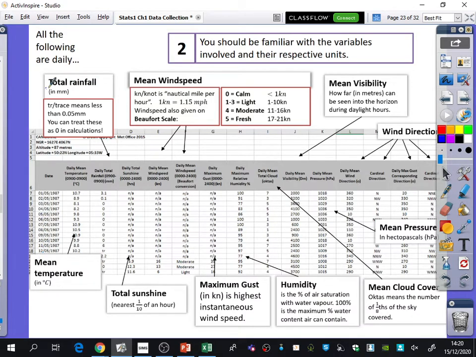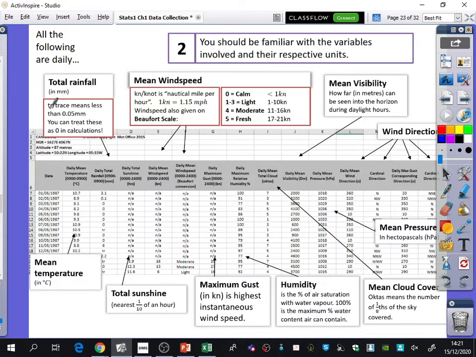The first thing you'll get told about is the total rainfall. And the rainfall is measured in millimeters. They literally get a jug, and they put it outside and they see how much rain fills up and they measure how high it's gone in millimeters, okay?